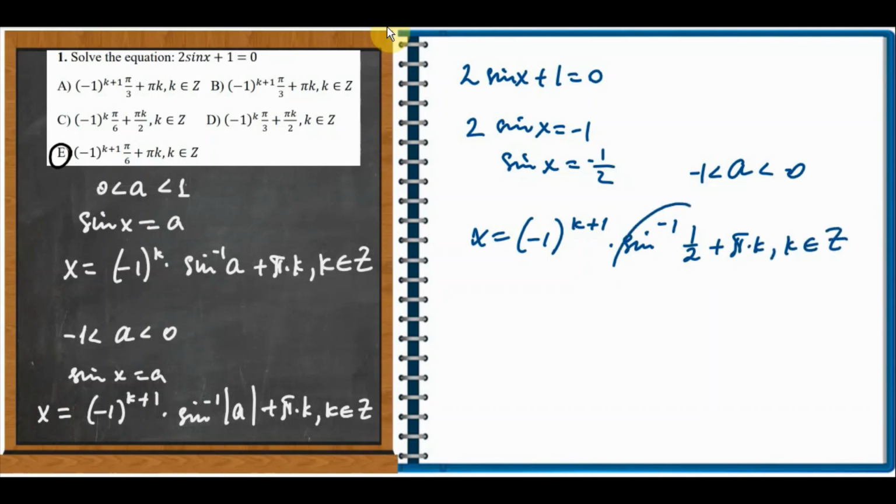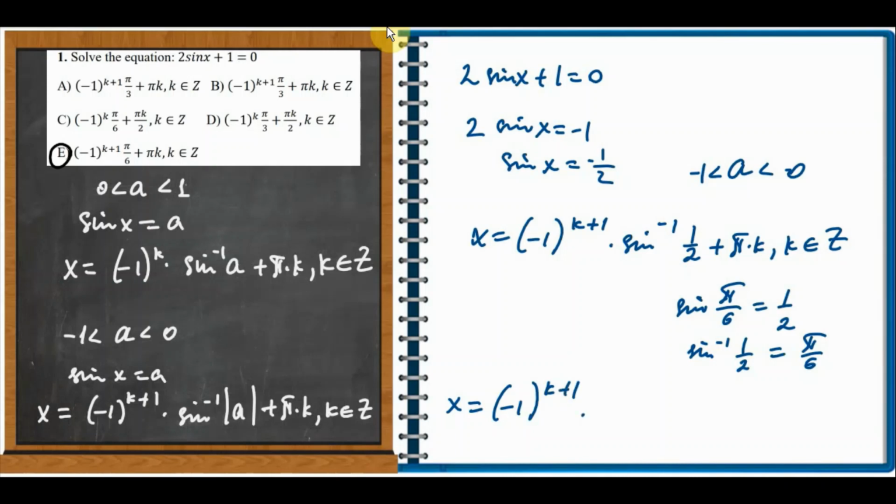So what is arc sine 1 over 2? We know that sine 30 degrees, which is pi over 6, is 1 over 2. Therefore, we will say that arc sine of 1 over 2 is going to be pi over 6. Therefore, the solution is x equals negative 1 to the power of k plus 1 multiplied by pi over 6 plus pi multiplied by k, where k's are integer numbers.